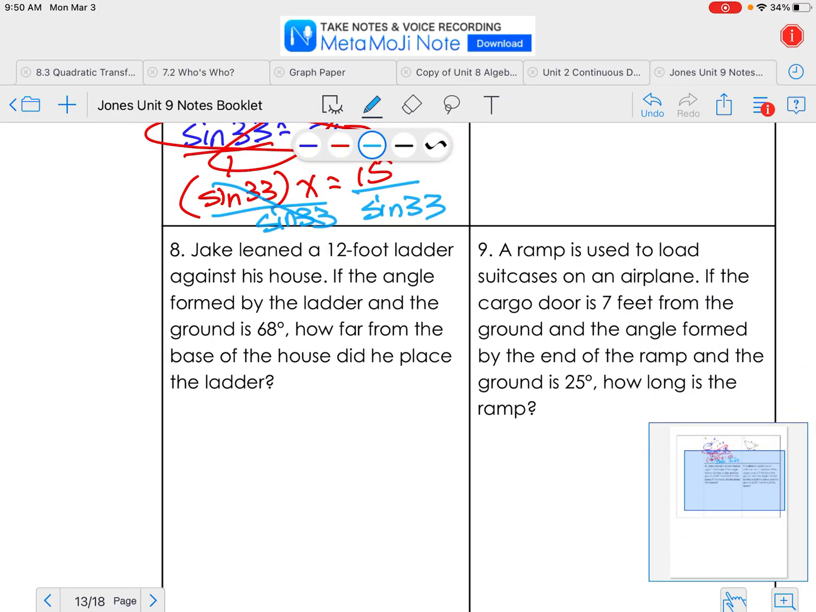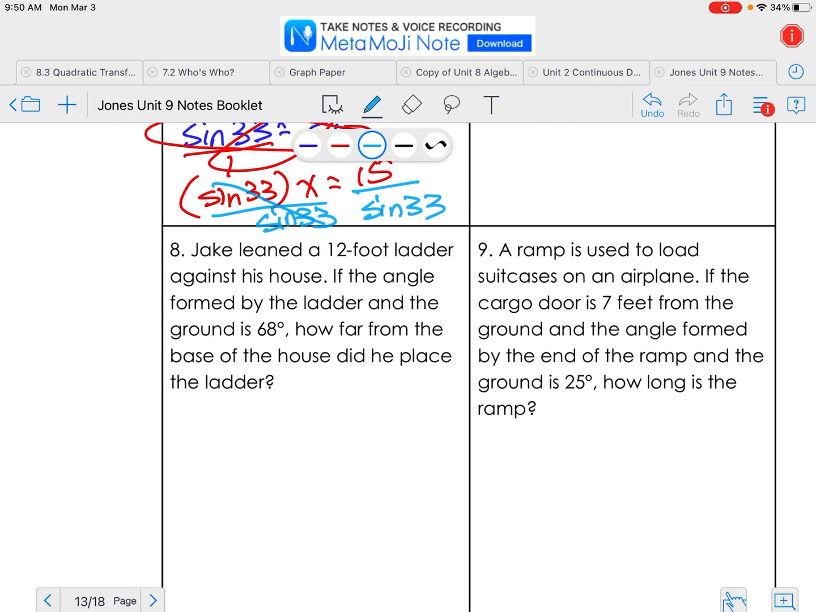And then on our word problems, Jake leaned, let's see, here's his house. He leaned a 12-foot ladder against his house. If his house was built right, it's at a right angle with the ground, and the ladder forms a 68-degree angle with the ground. How far from the base of the house did he put the ladder?